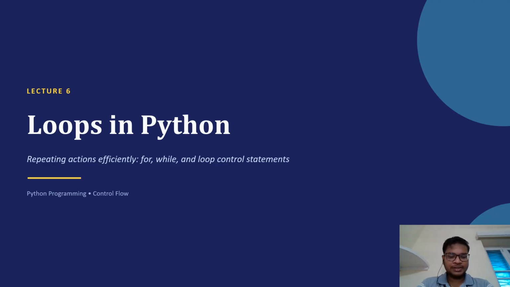This is our lecture 6, loops in Python. What does it mean? Repeating action efficiently: for, while, and loop control statements. So we have dealt with for loop, while loop, and some loop control statements like break, pass, and continue. Let's begin.